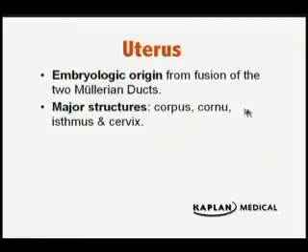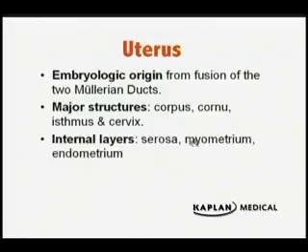The major structures of the uterus are the corpus of the uterus. Corpus means body, which is the main part. The cornual area of the uterus is where the oviduct, the fallopian tube, has its origin in the wall of the uterus. The isthmus, which joins the uterus and the cervix together, and the cervix, which is the lower part and has the exit into the vagina. The corpus is made up mostly of smooth muscle. The cervix is mostly of collagen. And when we talk about labor, you'll see how important that is.